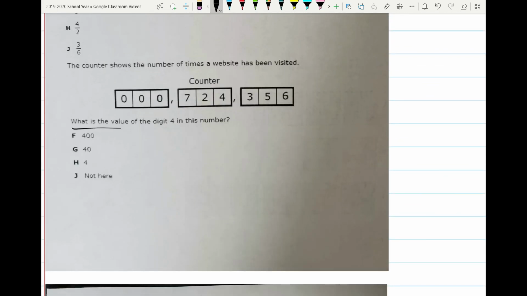What is the value of the digit 4, which is right here? Remember your place value. This is ones, tens, 100. Oops. 100, and what is this? What is the value of this digit?